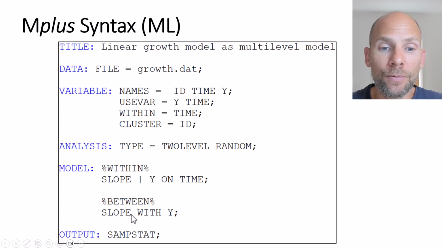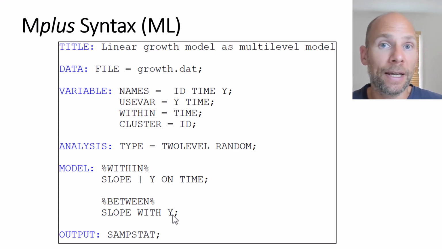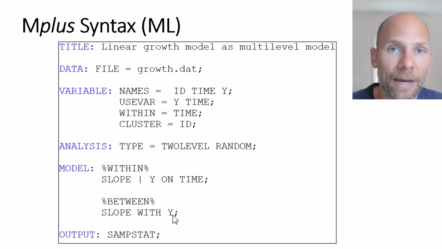And then at the between level, we only have to specify that the random slope from level 1 is allowed to correlate with the random intercept. And so that allows for the covariance between the intercept and slope factors. The other parameters are estimated by default. At level 1, we will get the error variance, var epsilon, and at level 2, we'll get the intercept and slope factor means, variances, and the covariance automatically.